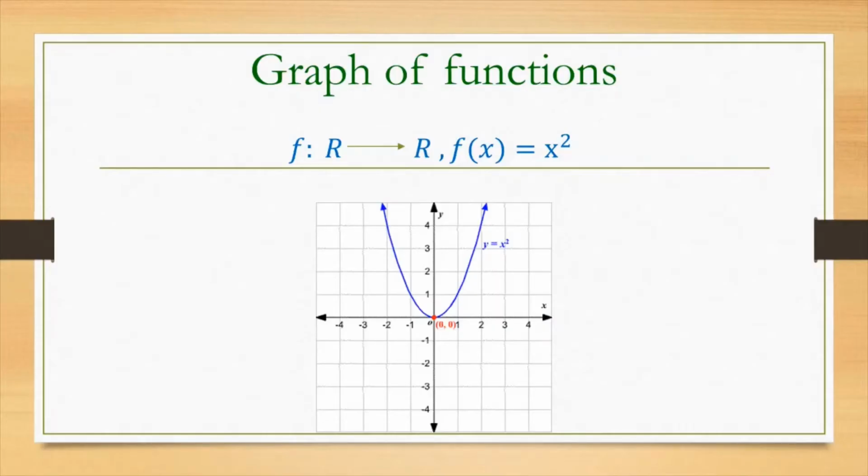Hello, welcome all. So here we are discussing a new session which contains graphs of some functions and some special kinds of functions. Here we have a function f from R to R, where f of x is equal to x square. We are representing that function by an x-axis, a y-axis, and a particular graph. So the function is, we square every element.